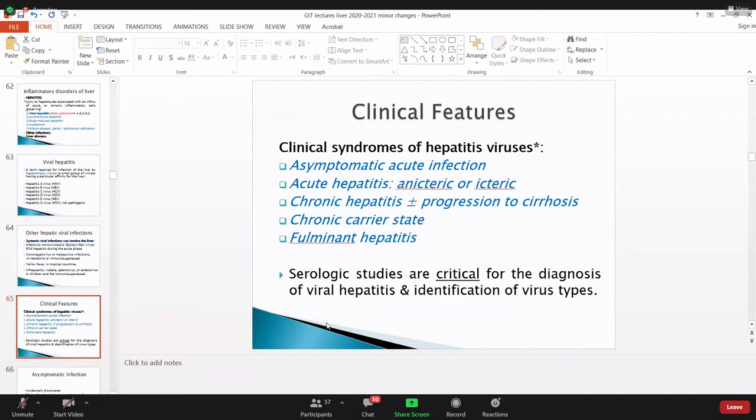Clinical features of hepatitis viruses. They could present as asymptomatic acute infection, as acute hepatitis, which is either anicteric, meaning without jaundice, or icteric, with jaundice. Chronic hepatitis with progression to cirrhosis. Chronic carrier status and fulminant hepatitis, as we said, in rare cases of hepatitis A virus and hepatitis B virus. Serological studies are critical for the diagnosis of viral hepatitis and identification of virus types.